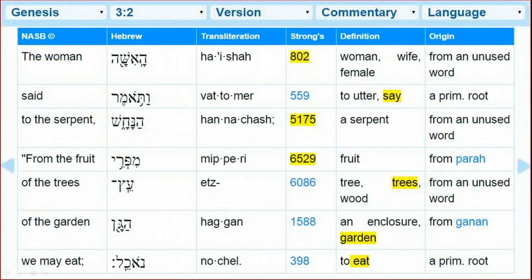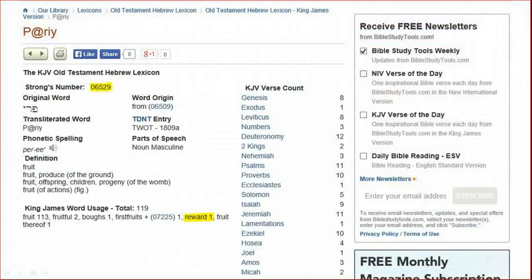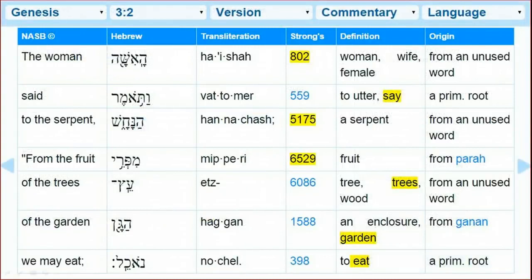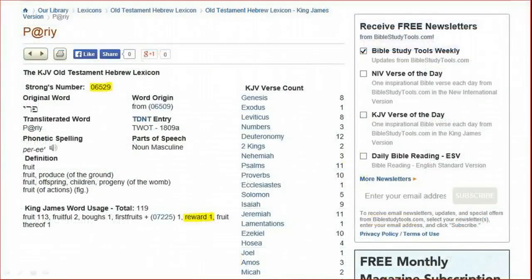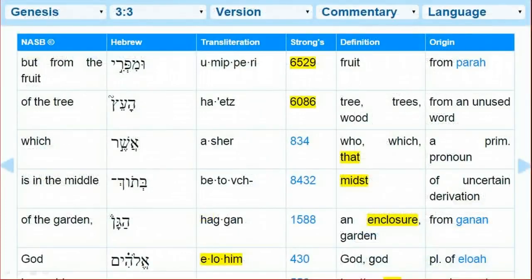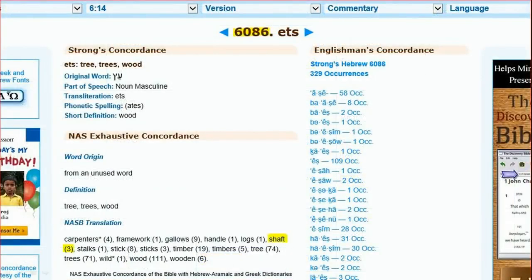And the word translated as fruit, number 6529, also means reward. So verse 2 says, and the Isha said, the image is a reward. The trees of the garden we may eat. And then verse 3, the word translated as fruit, number 6529, we know also means reward. And the word translated as tree, number 6086, we know also means shaft.